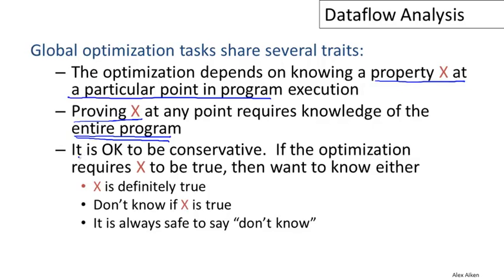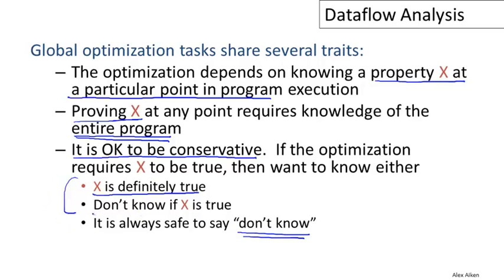The thing that saves us is that it is okay always to be conservative. So typically for these optimizations, if we want to know some property X, then what we really want to know is either X is definitely true. So if we say that the property is true, then we have to be right. We can't make a mistake. But it is always okay to say that you don't know. So it's okay to give up and say we don't know whether the property holds or not, because in the worst case, we just don't do the optimization. If we can't establish the conditions that would mean it was definitely correct to do the optimization, then we want to play it safe and not do the optimization.